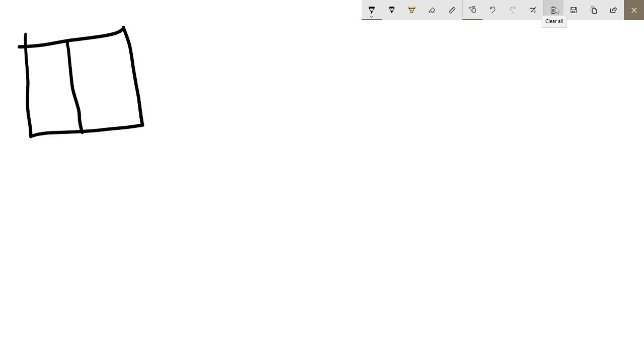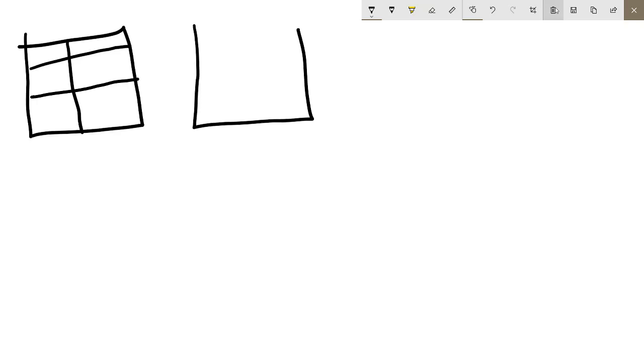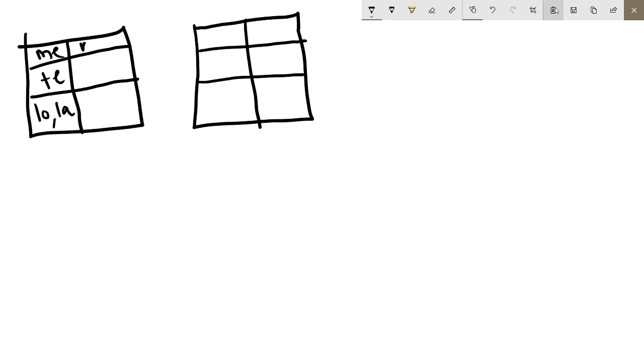So again, we're going to go back to that grid. Unfortunately, I have to redraw it, but practice makes perfect, I guess. So again, this one is for the direct object pronouns. And this one is for the indirect object pronouns.